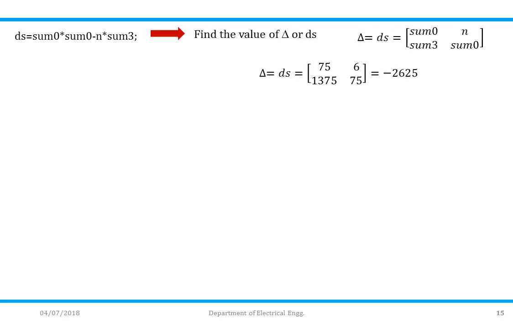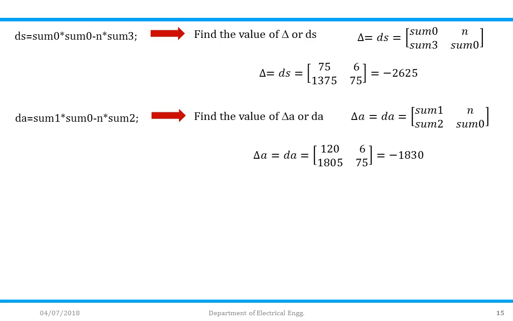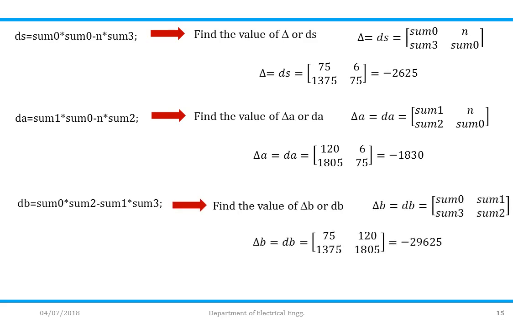dS equals sum0 into sum0 minus n into sum3. This is used to find the value of delta or dS, which comes out to be minus 2625. Already I have explained why we have written sum0 into sum0 minus n into sum3. Here we have taken the determinant of this. Next, dA equals sum1 into sum0 minus n into sum2. Find the value of delta A or dA, which comes out to be minus 1830. dB equals sum0 into sum2 minus sum1 into sum3. Find the value of dB or delta B, which comes out to be minus 29625.